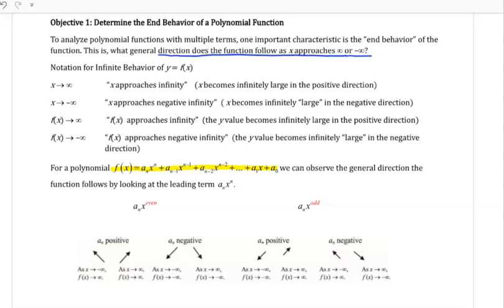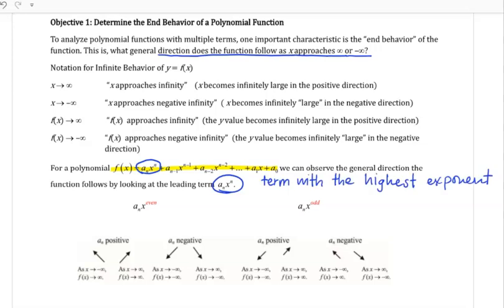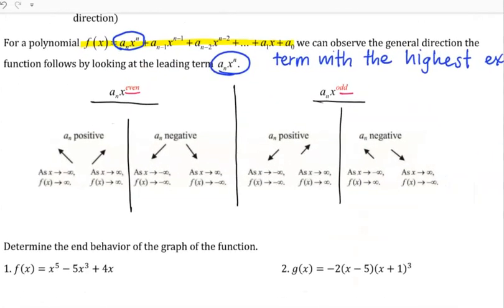End behavior depends entirely on the leading term. The leading term is the term with the highest x. What we concern ourselves with is whether that exponent was even or odd. And depending on whether the exponent was even or odd, we then look to see whether the coefficient was positive or negative. Depending on which of those 4 scenarios we end up with, even and positive, even and negative, odd and positive, odd and negative, that will determine what our end behavior will be.